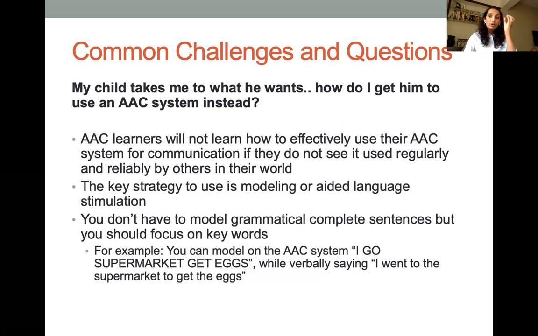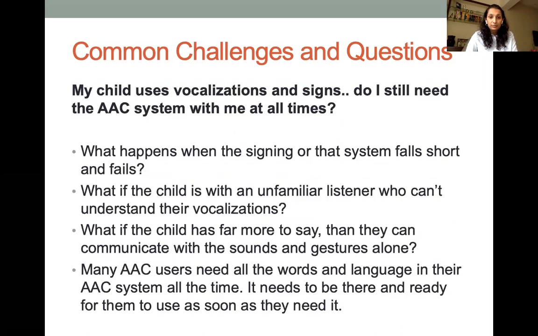And you don't have to model grammatically complete sentences, but focus on the keywords. So you can model something like, I go supermarket, get eggs, while saying that I went to the supermarket to get the eggs, right? So you talk about yourself too using the AAC system.